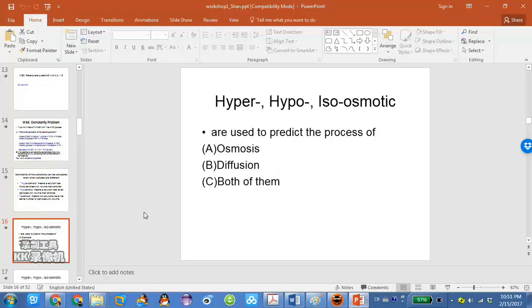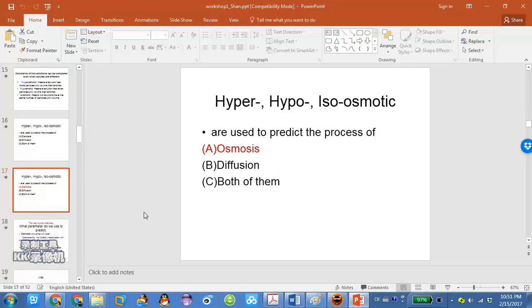Okay, so the answer is A, osmosis. Hyper-, hypo-, and isoosmotic are only used to predict the process of osmosis. The reason being that this set of terms is only a simple comparison between the values of osmolarity of two solutions. And osmolarity is directly related to the osmotic pressure. Osmotic pressure is directly related to osmosis. So osmosis is dependent on this set of definitions, this set of concepts.